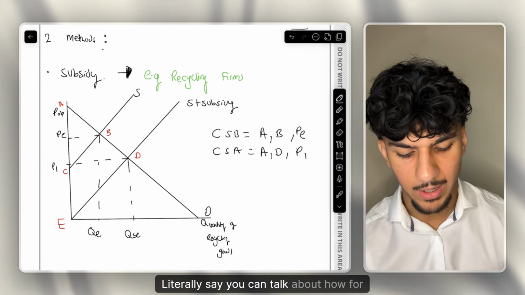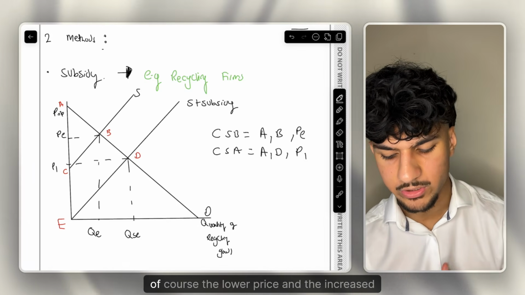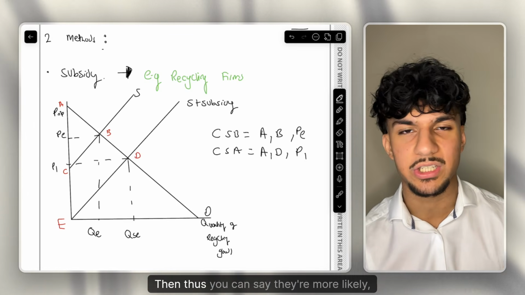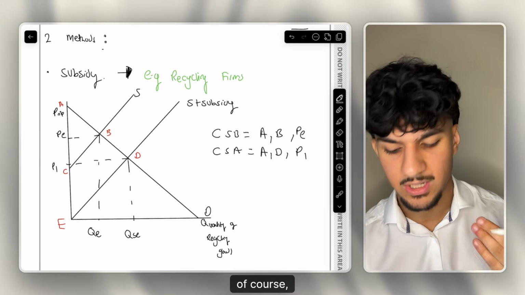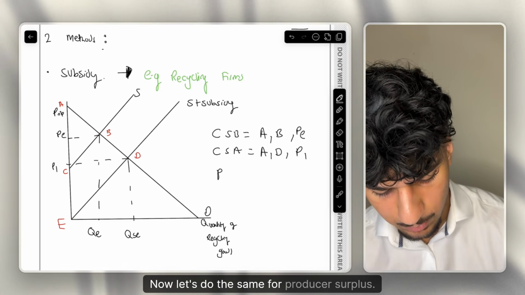Literally say, you can talk about how for consumers who want to recycle, by setting a subsidy, of course, the lower price and the increased quantity will increase consumer surplus. Then you can say they have more incentive to recycle, of course, which addresses the question of how to reduce wastage. Now let's do the same for producer surplus.